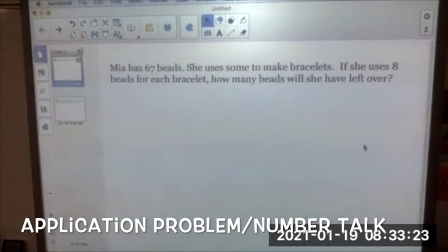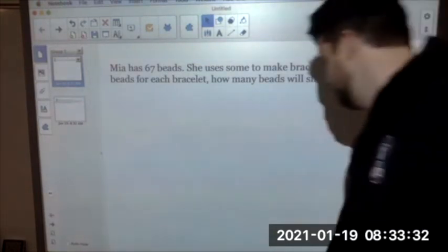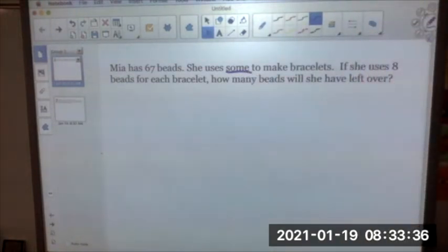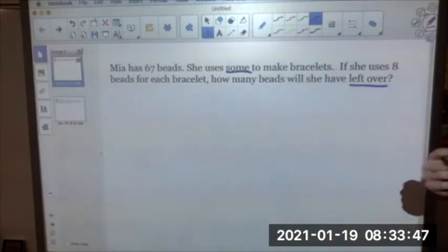So we're ready for today's application problem. Mia has 67 beads. She uses some, notice they don't tell us how many, some to make bracelets. If she uses 8 beads for each bracelet, how many beads will she have left over? Okay, so this is dealing with trying to find the remainder.